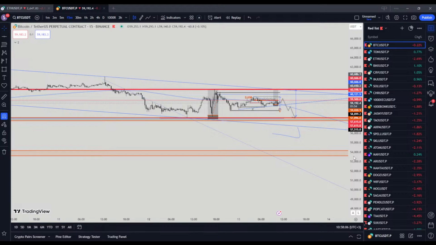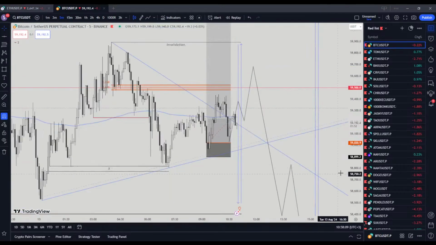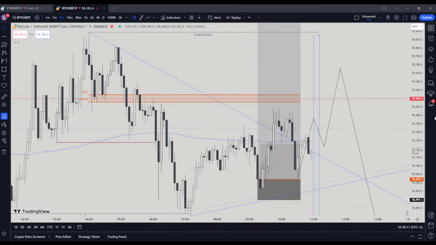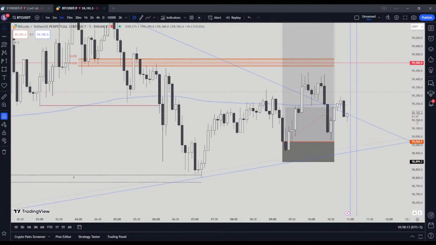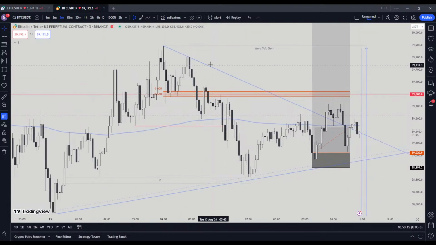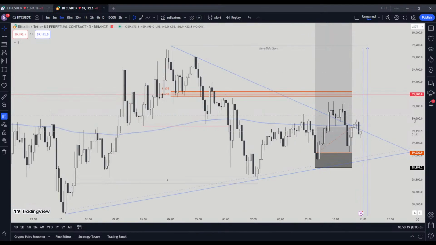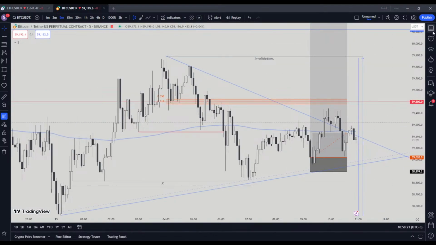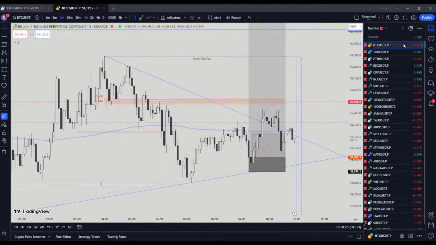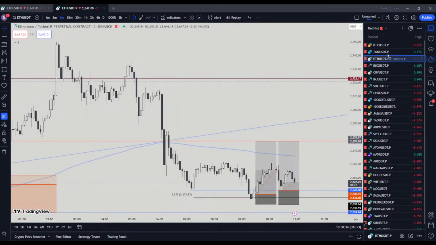Okay, let's zoom in to what is happening on Bitcoin. Let's get lines out. Well, this one is risk-free for me. Same with Ethereum.